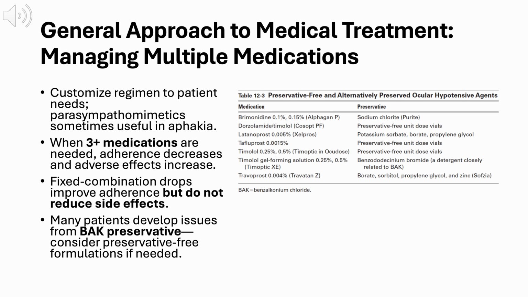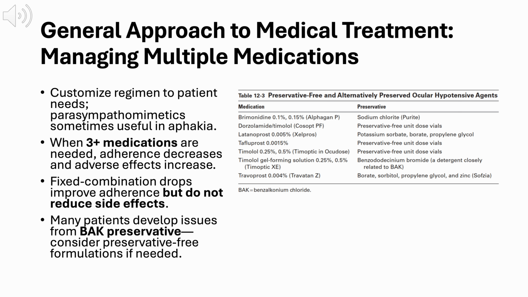When multiple glaucoma medications are needed, the regimen should be customized to the individual patient's needs and tolerance. For example, parasympathomimetics can still play a limited role in aphakic eyes, where other agents may be less effective. Once patients require 3 or more drops, adherence tends to fall, and both ocular and systemic side effects become more frequent. At this point, consider simplifying the regimen with fixed combination drops. They make adherence easier but don't reduce the rate of side effects, since the same active agents are still being used.